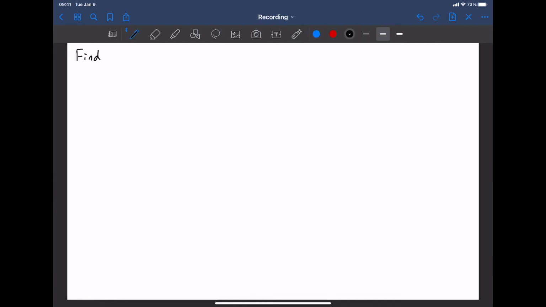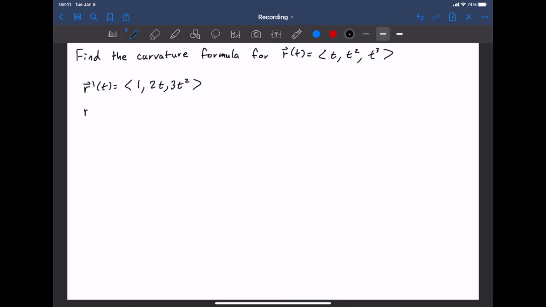Find the curvature formula for r of t equals t, t squared, t cubed. Okay, so this is where it gets a little harder. And this is why, again, I'm trying to show you, if you have a t value, plug it in. We just did this in the last slide, so forgive me if this is going too fast, but I'm basically copying down what we just did.